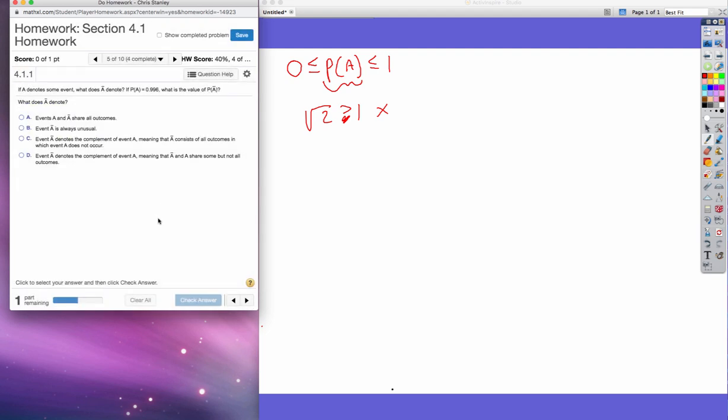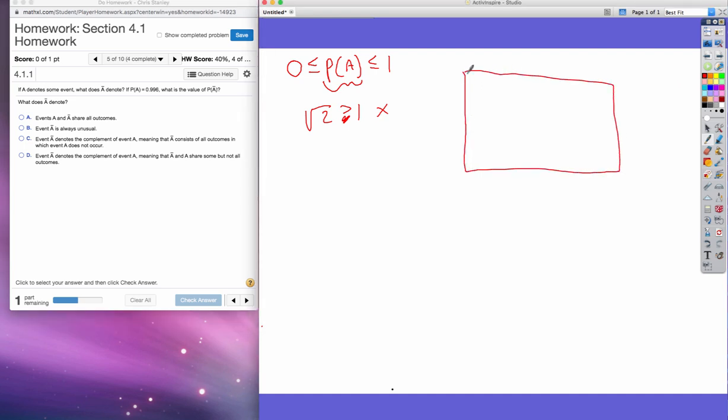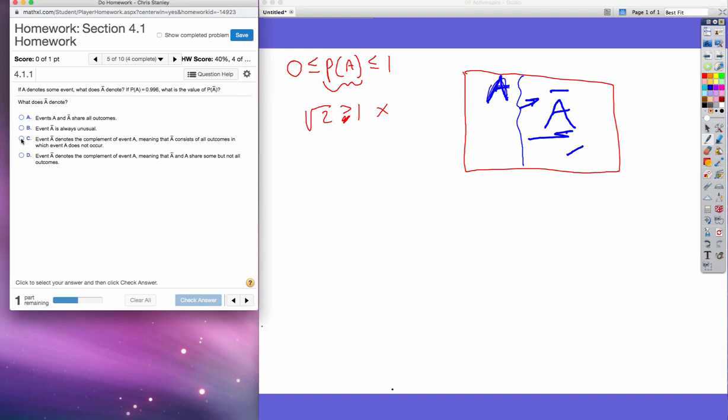So A is some event. This would be like all the A's. We'll just draw it. So all the outcomes of our A land here. Then A complement would be anybody over here. So A and A complement share no outcomes, sort of like an even and odd situation. It seems like it's C here.